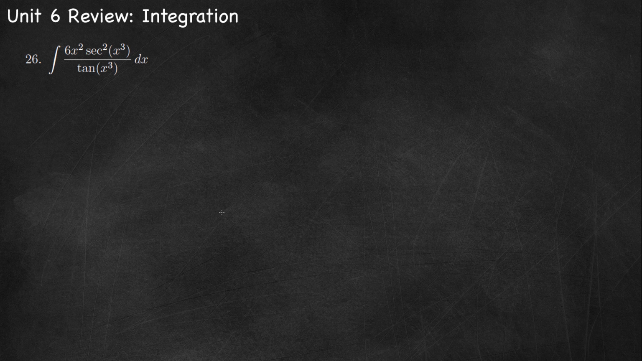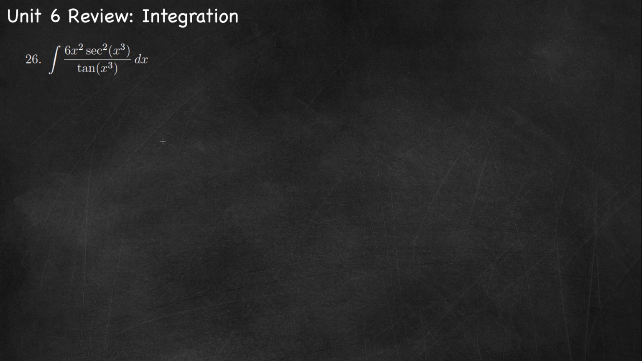Number 26, we're integrating 6x squared secant squared x cubed over tan x cubed dx. So again, think through the possibilities. Is one part the derivative of another part? We've got multiple things going on in this problem. So the derivative of x cubed is 3x squared. So that's going to help us get rid of that x squared in the front.